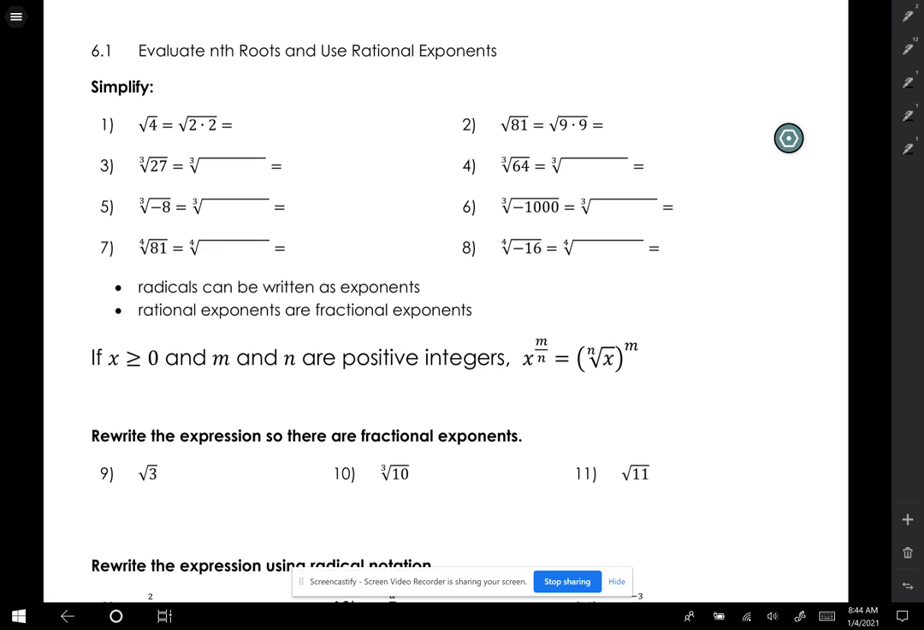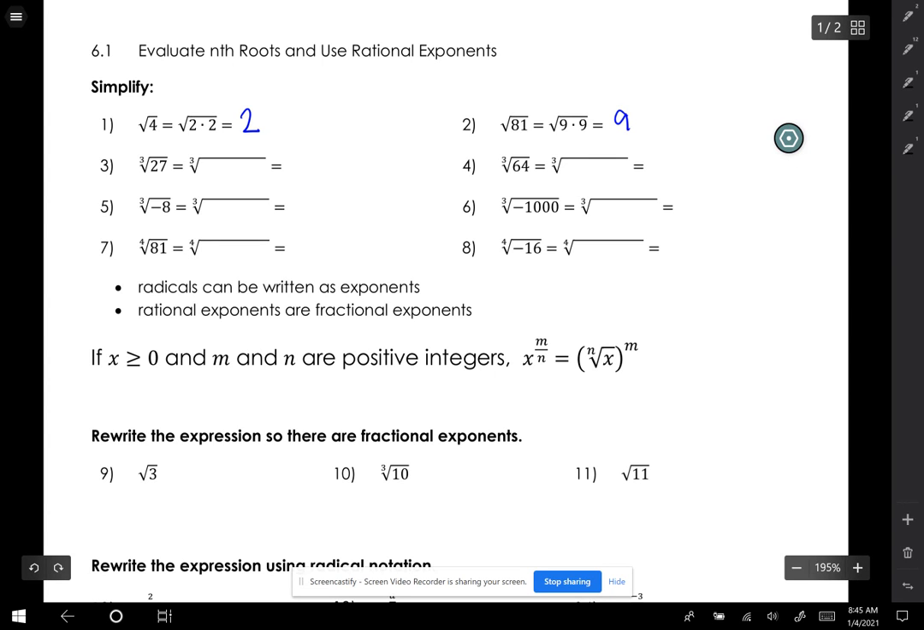To figure out what the square root of 4 is, we think to ourselves, what number times itself will equal 4? Well, that number is 2. The square root of 2 times 2 is the same as the square root of 4. So our final answer is 2. For the next problem, the square root of 81, we would do 9 times 9. So the square root of 81 is 9.